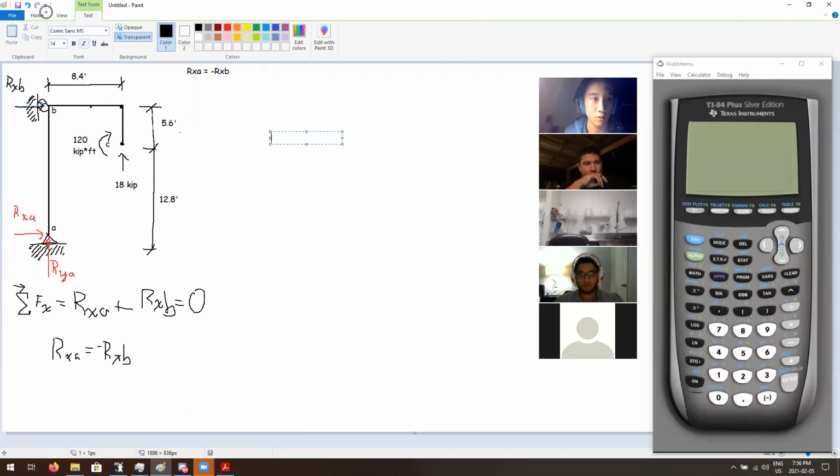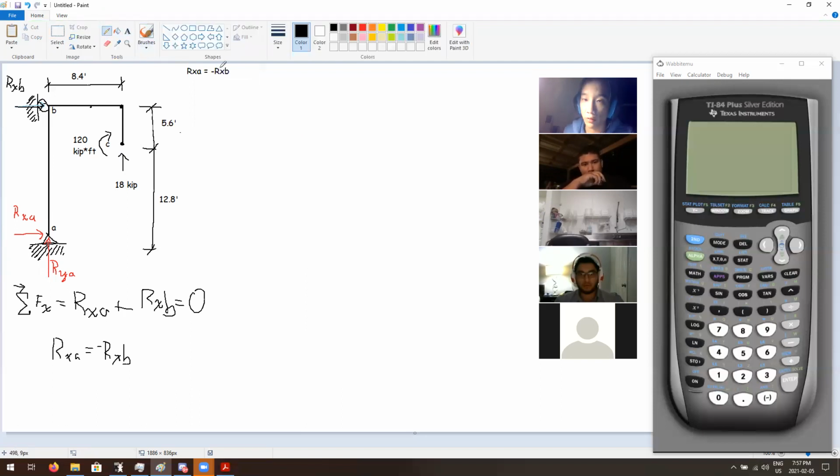Let's move on. Now we did all the summation of the forces in the x direction. Let's do the y direction. Sigma F sub y, assuming up is positive. All vectors pointing up are positive. Equals. There's one right here, R pointing up. There's one right here, R_YA. Plus, there's one right here pointing up, 18 kip.